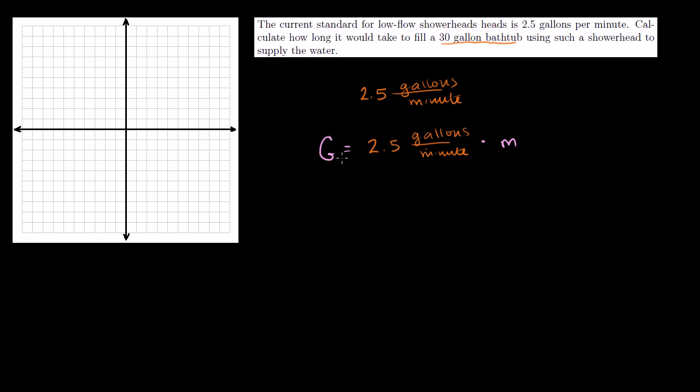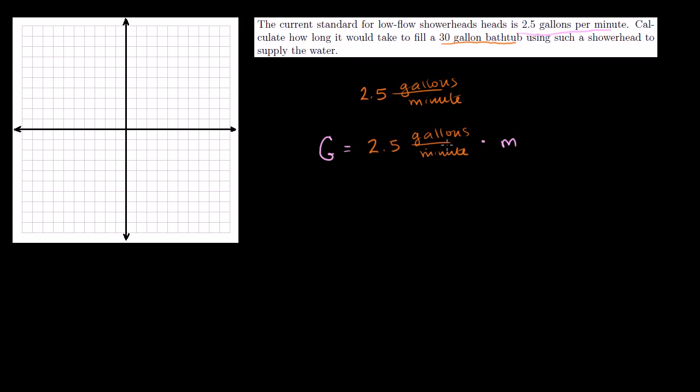Nothing fancier than that. We now have an equation that describes, you give me the number of minutes, I'll multiply that times 2.5, because that's how quickly we're filling the bathtub. So after 1 minute, 1 times 2.5, we have 2.5 gallons. After 2 minutes, we have 2 times 2.5, we have 5 gallons. So this is our model.